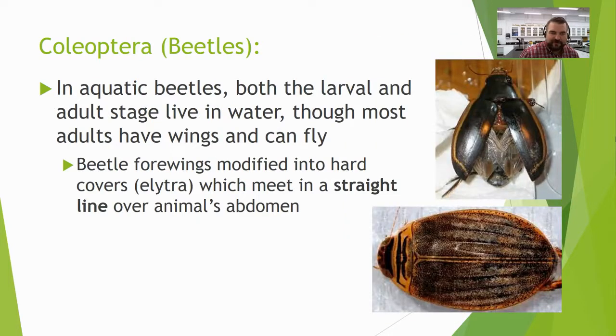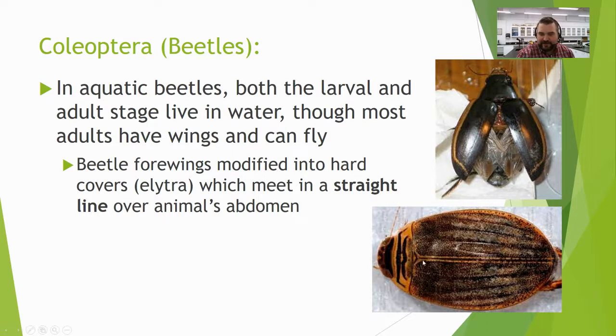Beetles have chewing mouthparts. And in aquatic beetles, both the larval and adult stage again live in water. Just like our bugs, they can fly. Most adults have wings and can fly. There's a great picture in the top right of an adult beetle, and its four wings, unlike the bugs, are not leathery. They are modified into hard covers, and we call those elytra. You might remember elytra if you played any sort of Minecraft. Those hardened covers actually meet in a straight line over the animal's abdomen.